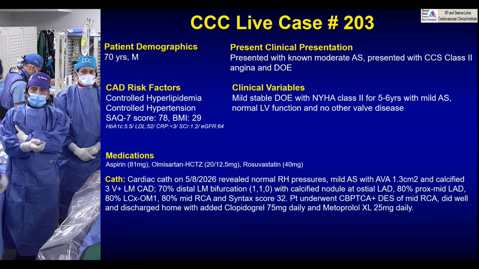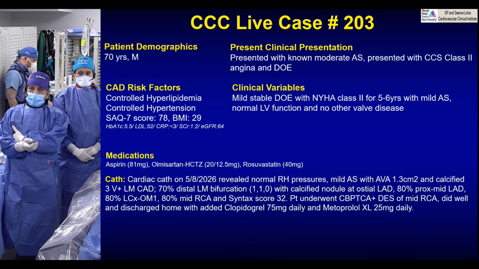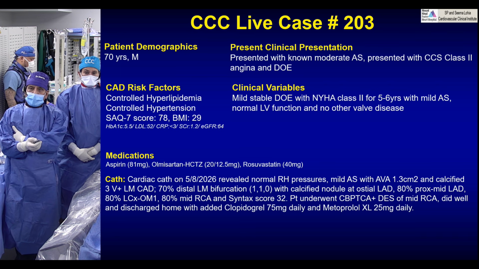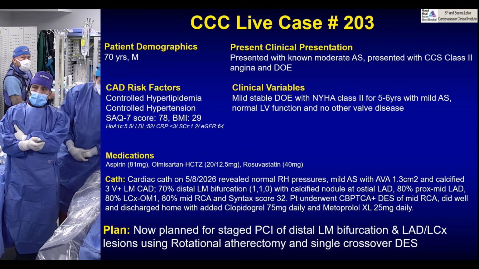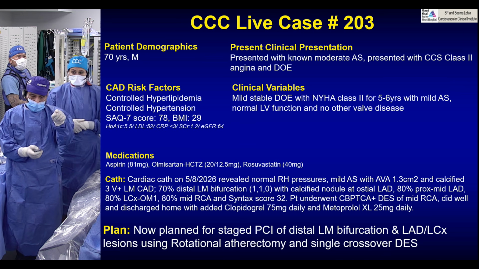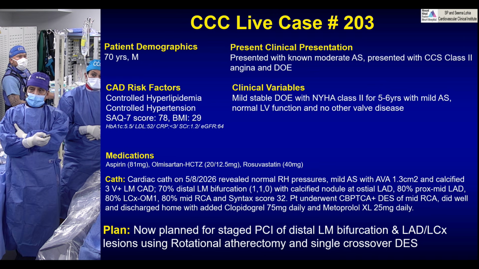But overall, a lot of discussion happens with these patients. And this patient had a cath, normal right heart pressure, mild AS, 1.3 centimeter aortic valve area, and calcified 3 vessel and left main CAD, which you have seen here. So the question was, we fixed the right, now brought for the left main bifurcation, LAD circumflex lesion, distal or whatever OM we call, but there is no ostial circumflex lesion.